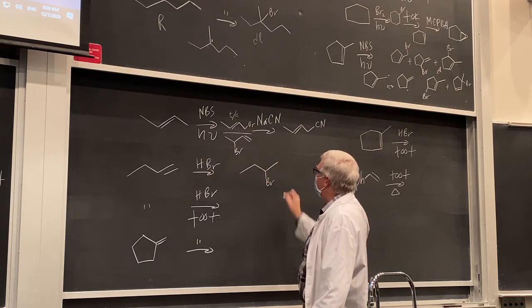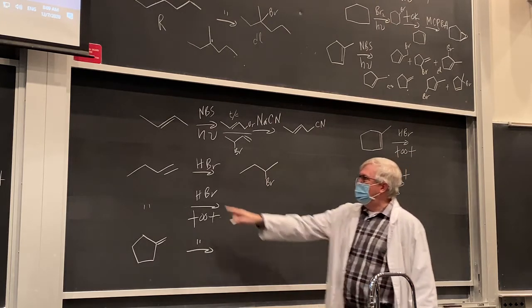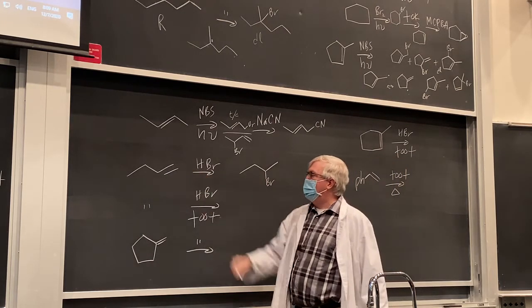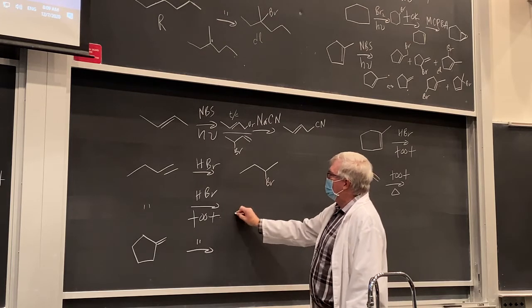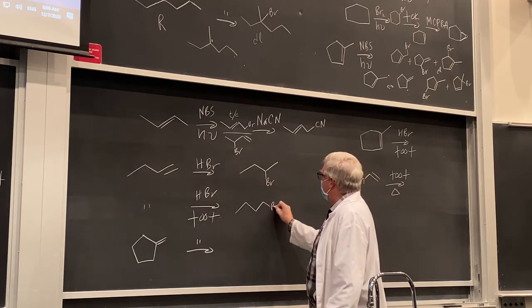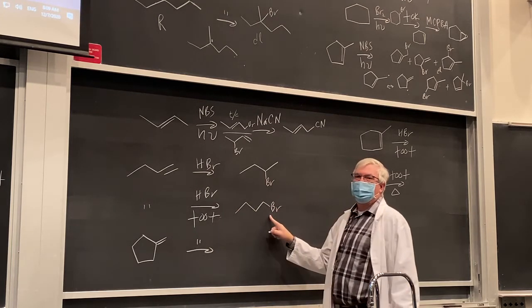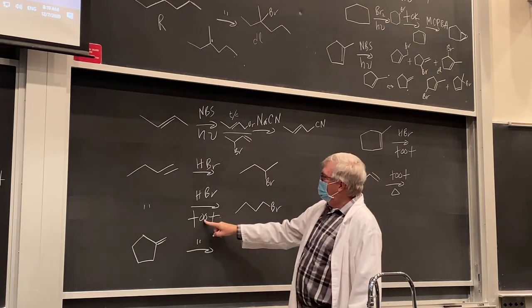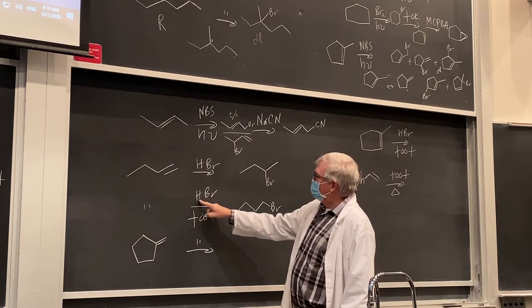Yeah, we're going to get the Markovnikov product, right? Going to protonate on the end, and then bromide right there. But if we use the peroxide here, what are we going to get? Yeah, we're going to get the anti-Markovnikov product, okay? And that's because peroxide is going to initiate a radical process.